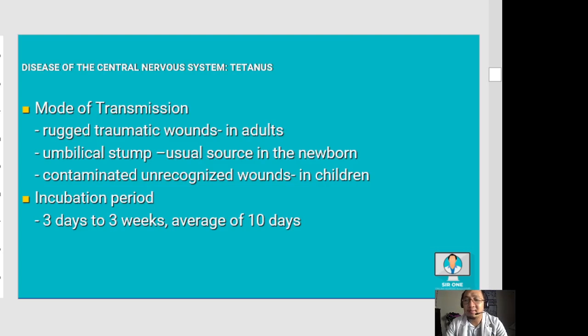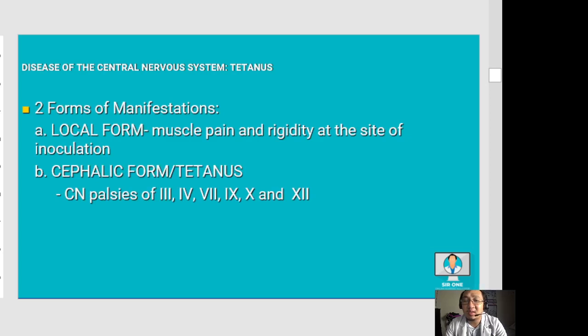How is this prevented for the children or for the infants and newborn? Usually one is, of course, through immunization of tetanus toxoids for women of childbearing age, and second is also immunizing the newborns themselves. Then the incubation period is usually 3 days to 3 weeks, average of 10 days.